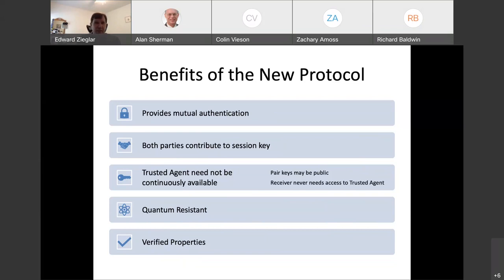When you're talking about telephones, you may need a directory to get a telephone number, but if you're receiving the telephone call, you don't need to go to the directory to figure out how to receive the call. You just receive the call, and you can receive the call from anyone. All I need to know is who's calling. And so if the identity is in the initial message, then I use my secret to create the key that I can use to decrypt it. We don't use any clever math, so it's quantum resistant, and we verified the properties of this protocol with CPSA.